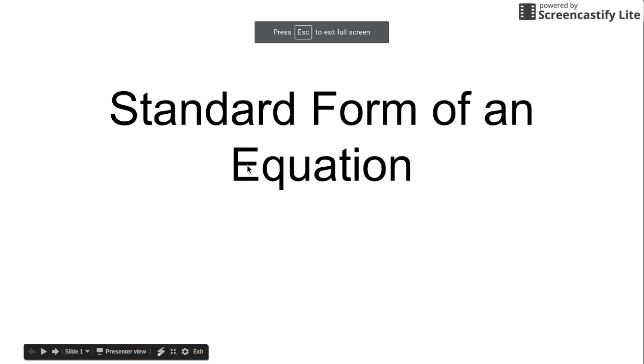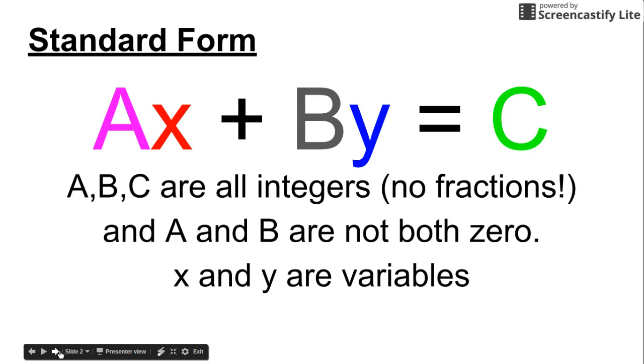Right, standard form of an equation. We're using something else, and it's a different type. So you have ax plus by equals c. Your requirements for the equation: a, b, and c are all integers, which means there are no fractions. They can be either positive or negative. And a and b are not both 0.